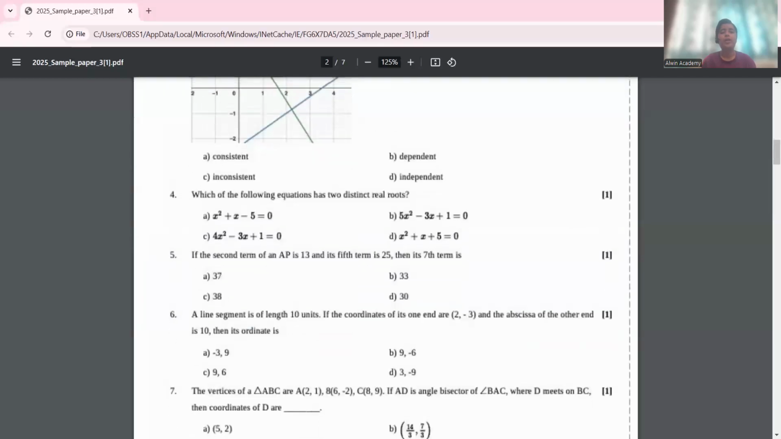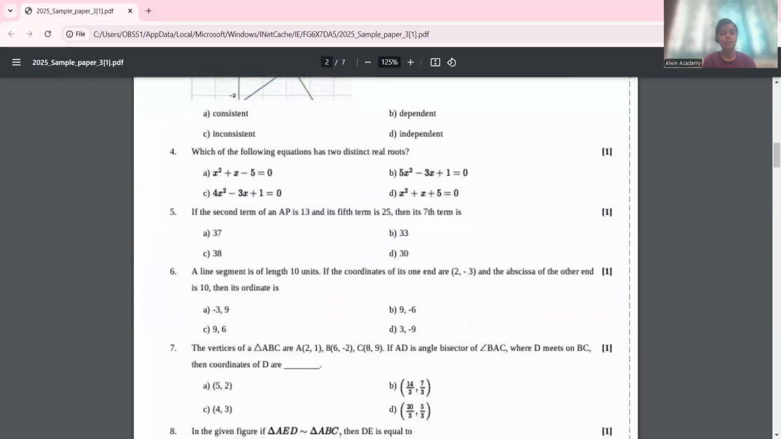Which of the following equations have two distinct real roots? Now, for two distinct real roots, we have the condition that D, or discriminant, should be greater than 0. We first find the D for part A, which would come out to be 21, and thus 21 is greater than 0. So, option A is our answer. You can check out the other options, they will not give D greater than 0. Moving to the next question.